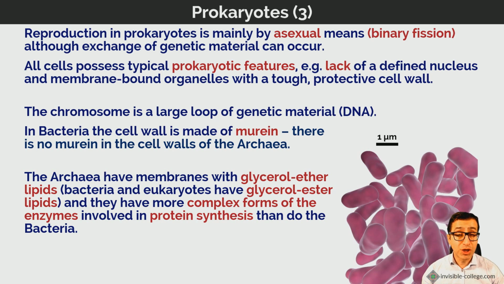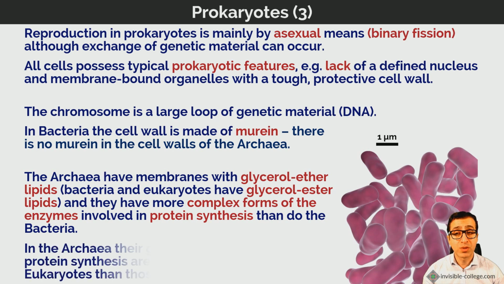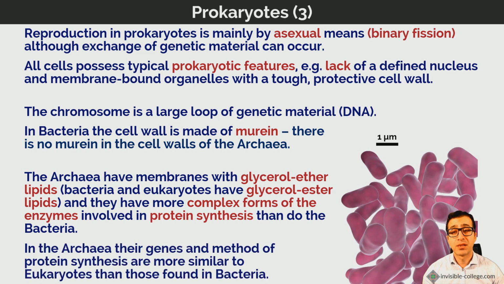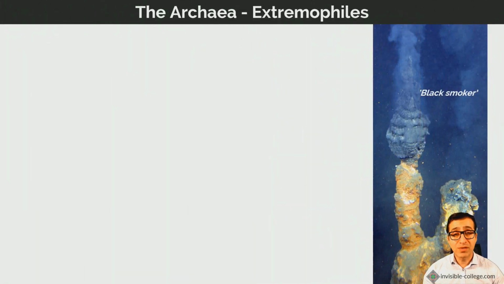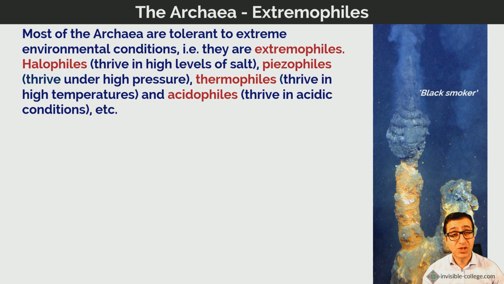Now, in the archaea, their genes and their method of protein synthesis are actually closer to the ones that you would typically find in eukaryotes than you find in their prokaryotic cousins, the bacteria. So most of the archaea are referred to as extremophiles because they are tolerant of extreme conditions, either extreme temperatures, extreme salt concentrations, extreme pressures, and so on.